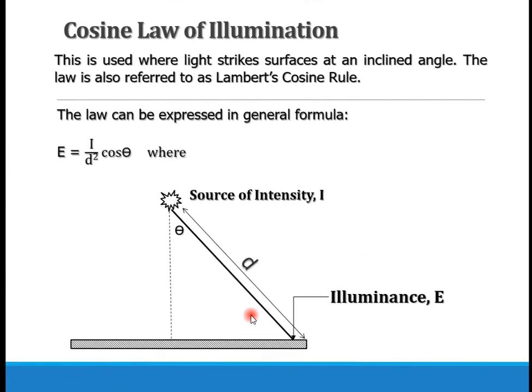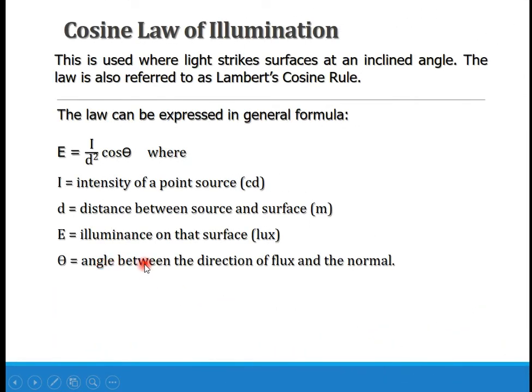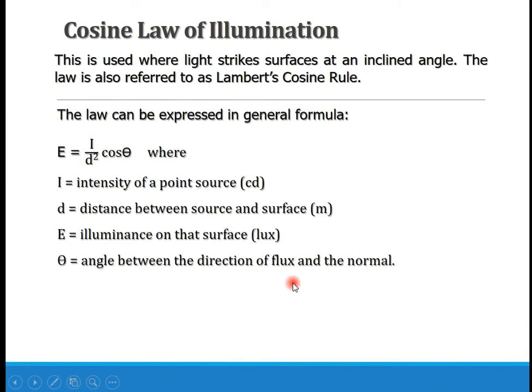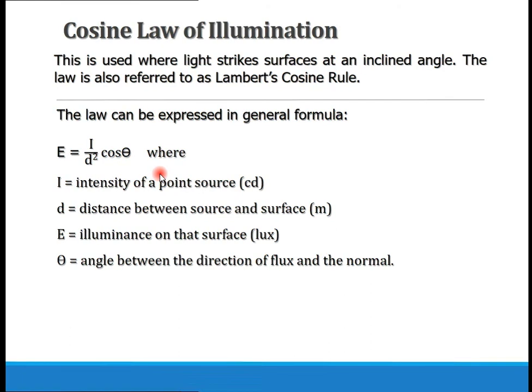So illuminance at the surface, so we are looking at the illuminance at this surface, not directly above the light source. Otherwise it would have been the inverse square law and not the cosine law of illumination. And the theta in this case is the angle between the direction of the flux and the normal to the surface. So this line is normal to the surface, and that is an inclined angle. So the angle theta is the angle formed between this distance and the normal to the surface. So that's the cosine law of illumination.